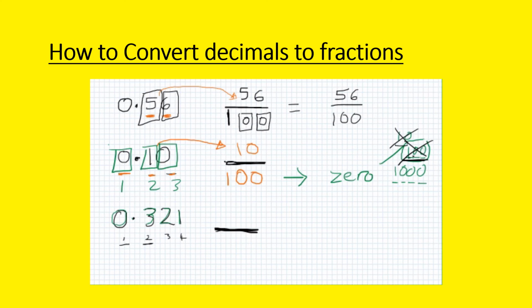1, 2, 3, 4 digits. Aha! I'm going to use 1,000. So let's put in the 1,000. 1, 2, 3, 4. Now, after this decimal point, how many digits do I have? These 3 numbers. Okay, so after the decimal point, I'm going to shift them over here. 3, 2, 1, and that's my fraction.